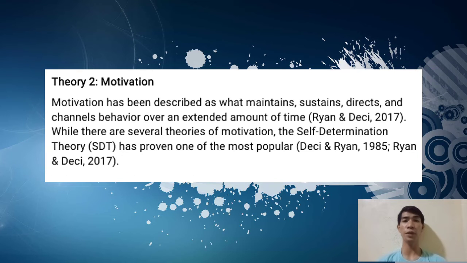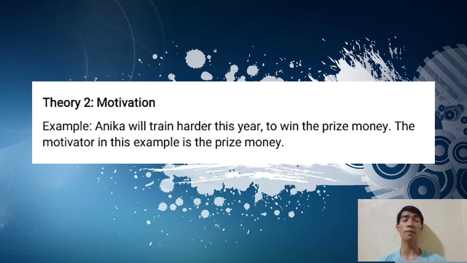So next, we have theory number 2, motivation. According to Ryan and Deci 2017, motivation has been described as what maintains, sustains, directs, and channels behavior over an extended amount of time. While there are several theories of motivation, the self-determination theory has proven one of the most popular, by Ryan and Deci in 1985 and Ryan and Deci in 2017. Self-determination implies that engagement is most likely when an individual feels motivated, has agency over their conduct, and the activity is fundamentally enduring and desirable based on our natural tendency toward growth. For the example of motivation, Anika will train harder this year to win the prize money. So the motivator in this example is the prize money.